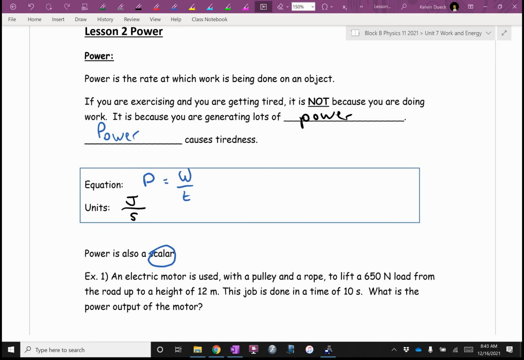Power is measured in what? Okay. And this is problematic. This is good.